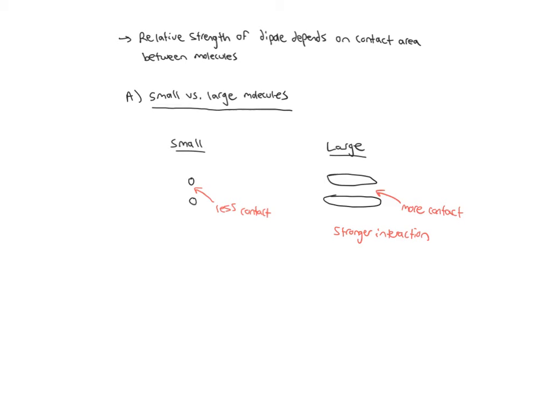What that stronger interaction is going to mean is that we're going to have a higher melting point or boiling point compared to the small molecule. So generally larger alkanes, for example, will have higher melting points or boiling points than smaller alkanes.